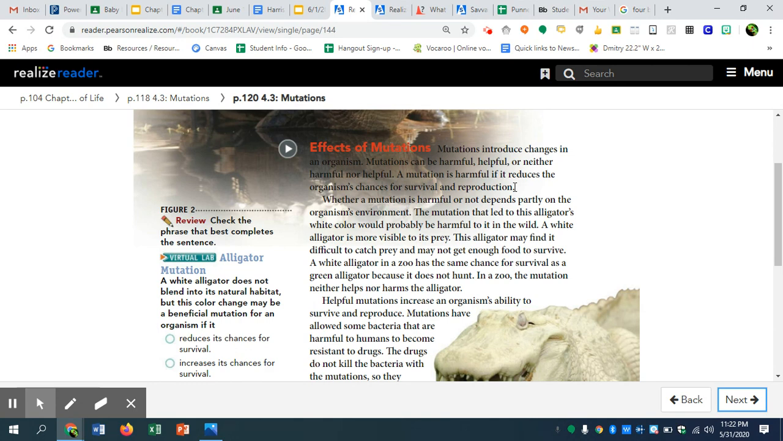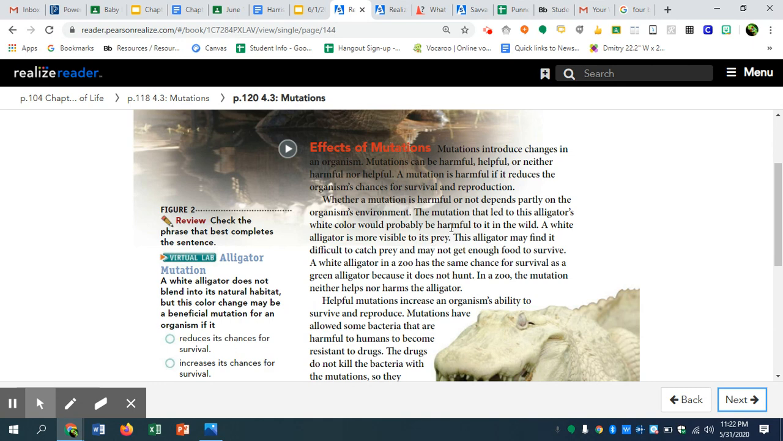So if you have a bird and there's a mutation where it can't fly, it's going to have a really hard time passing on its genetics to the next generation. Okay, it's going to have a hard time surviving because it can't get away from prey as easily. So that one will probably be eaten right away. Won't live long enough to pass on its genetics. So whether a mutation is harmful or not depends partly on the organism's environment, and on the organism.